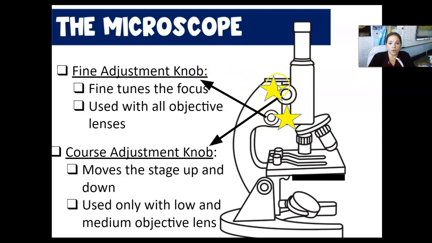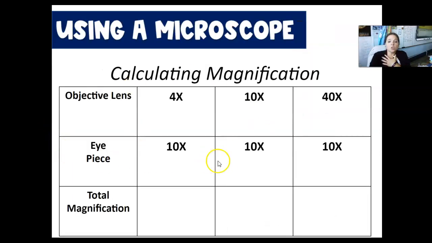Whereas you have up here the coarse adjustment. So this one is like fine-tuning it, and the coarse is just to get it so that you can see it, and then you're going to clear it up with the fine. The coarse moves the stage up and down slowly, or you could possibly break the specimen slide. It's used only with low and medium objective lens. I've seen some people with the high objective lens move it, and that crushes the slide. That would be bad.